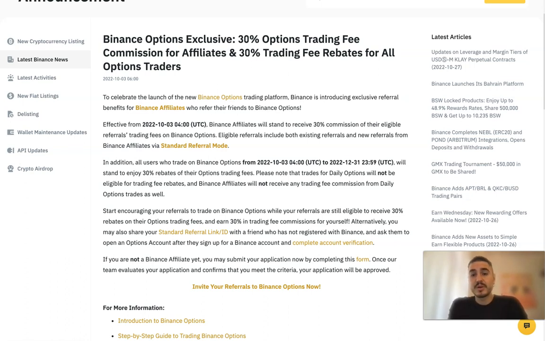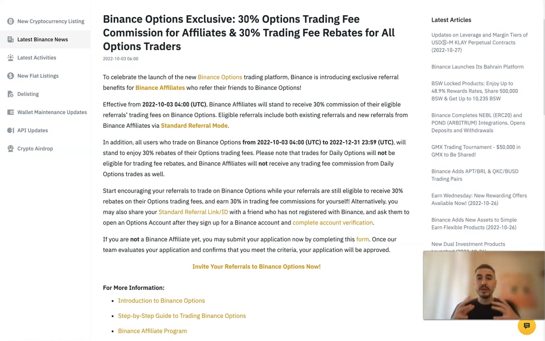Daily options will not be eligible for trading fee rebates, and Binance affiliates will not receive any trading fee commission from daily options trades as well. So start encouraging your referrals to trade on Binance options, while your referrals are still eligible to receive 30% rebate on their options trading fees and earn 30% in trading fee commissions for yourself. Alternatively, you may also share your standard referral link with a friend who is not registered with Binance and ask them to open an options account after they sign up for a Binance account and complete account verifications.